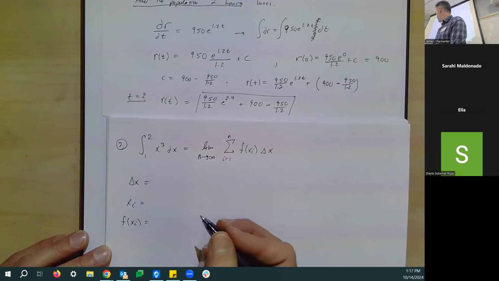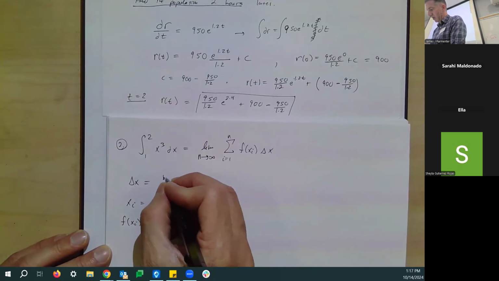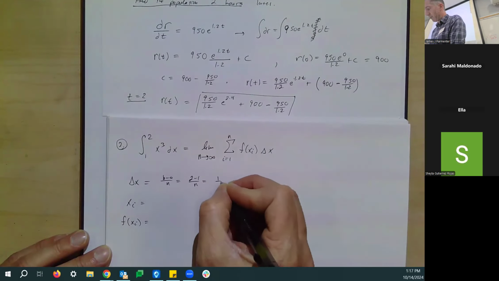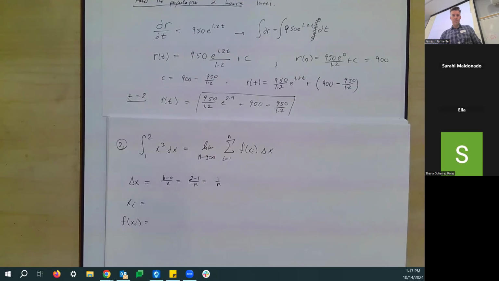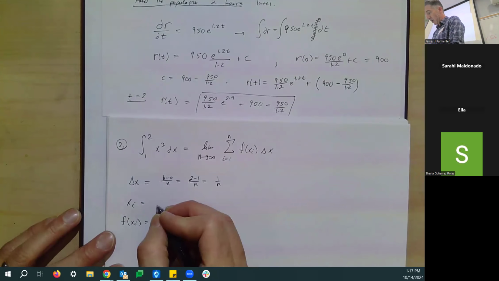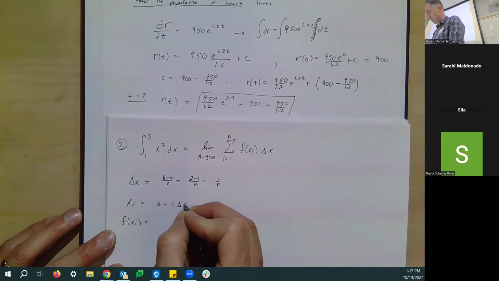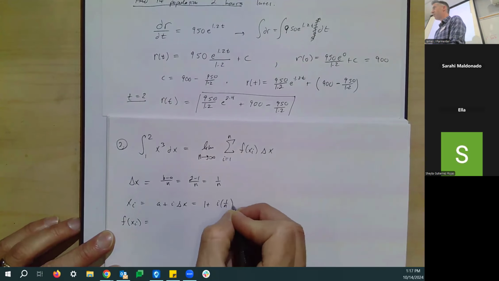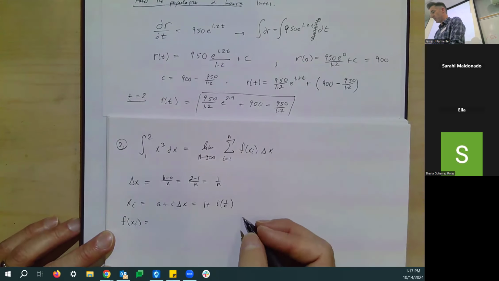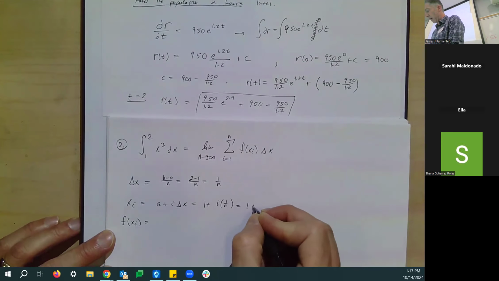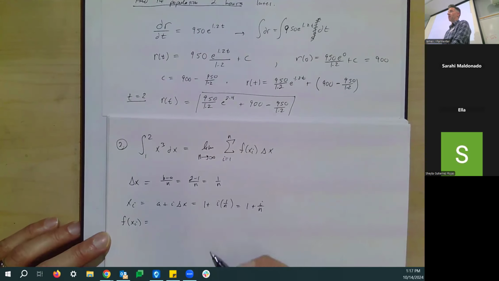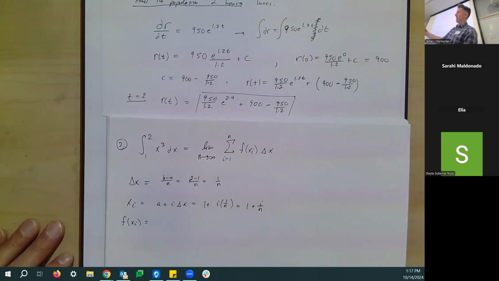So the general formula for delta x is b minus a over n, which in this case is 2 minus 1 over n, which is 1 over n. X sub i, the general formula is a plus i times delta x, which in this case is going to be 1 plus i times 1 over n. And I would probably write that slightly more simply as just 1 plus i over n. Whatever we have here, like if it's i times 3 over n, we usually write it as 3i over n. We don't usually leave the i out in front.